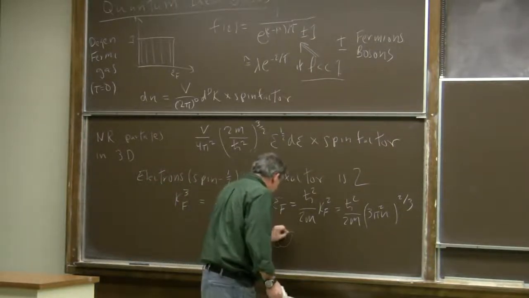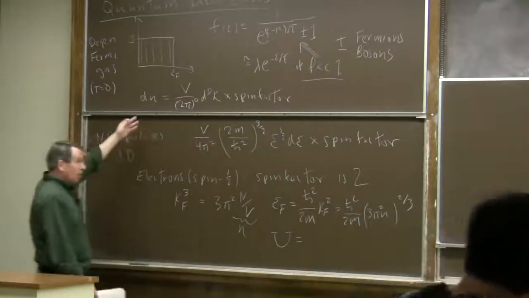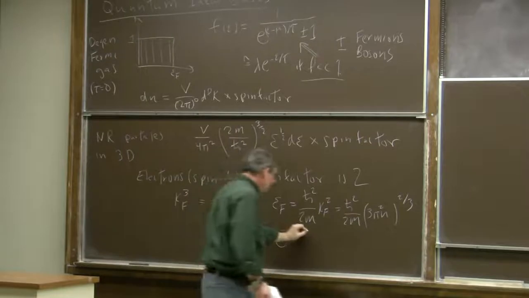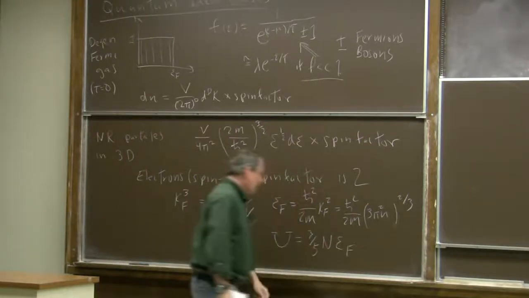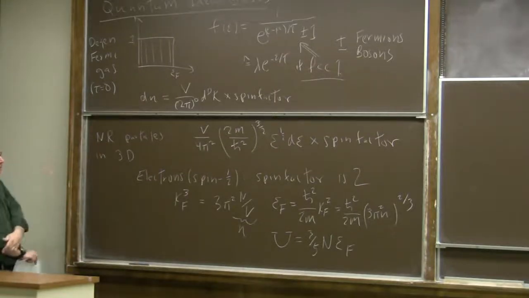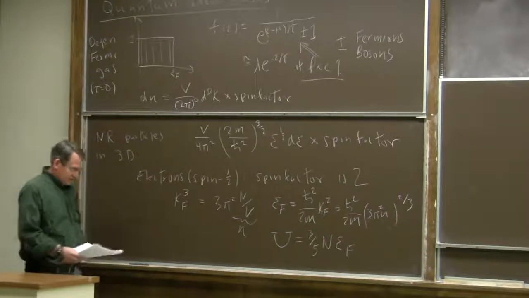The internal energy, then, just adding up the energy from all the occupied orbitals up to energy EF, is 3/5 number of particles times the Fermi energy. So the average energy for the particles in the filled orbitals is 3/5 the Fermi energy. Again, 3 dimensions, non-relativistic particles, spin factor 2.